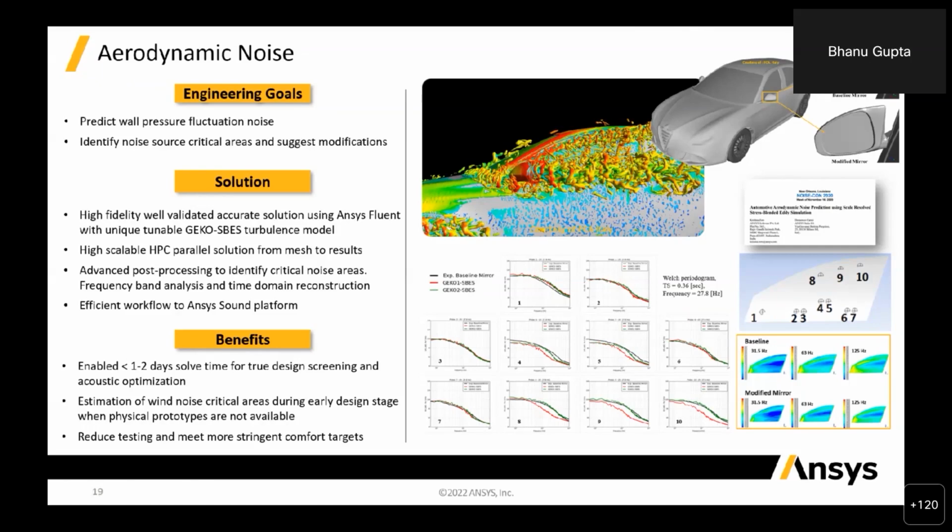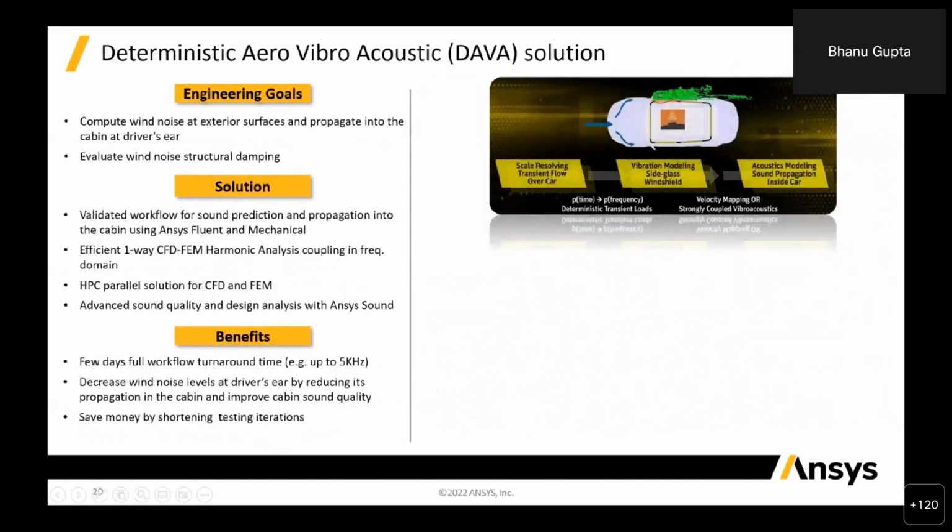Yeah, so maybe to the next slide. Now, once you have this wind noise, the second example or a logical step would be the prediction of noise inside the cabin. Now, again, I will reiterate, though this is an automotive example, but it is relevant to all sorts of industries.